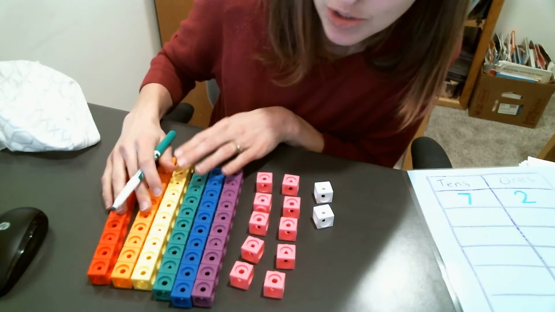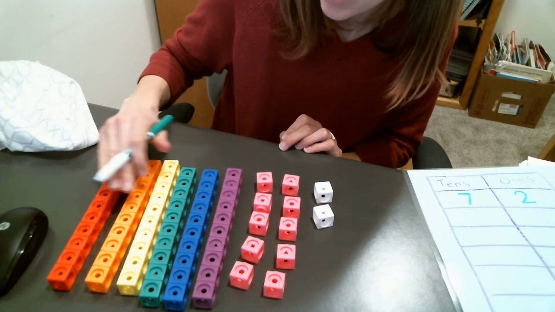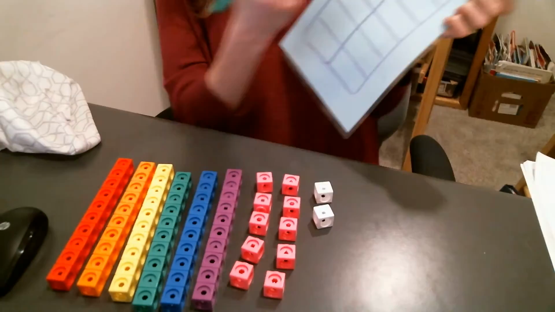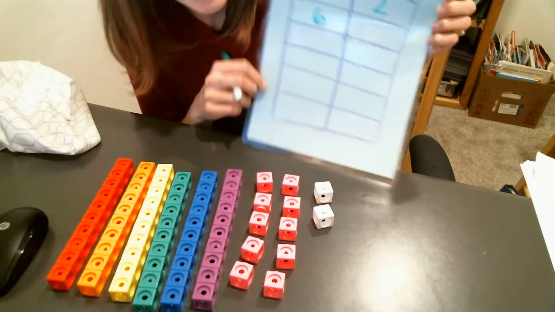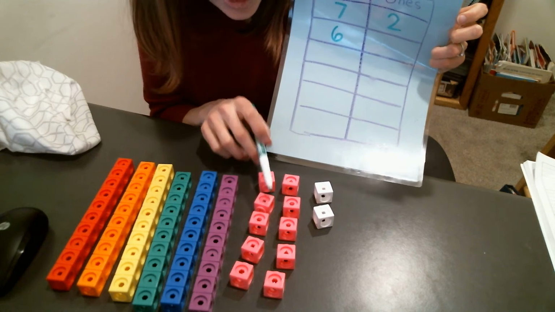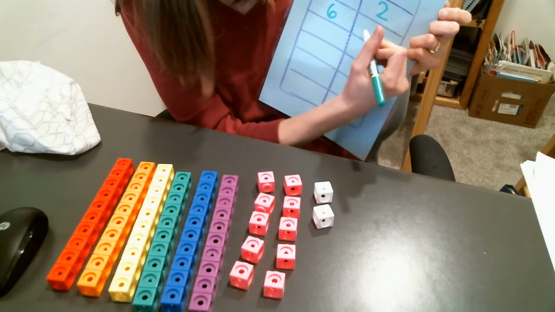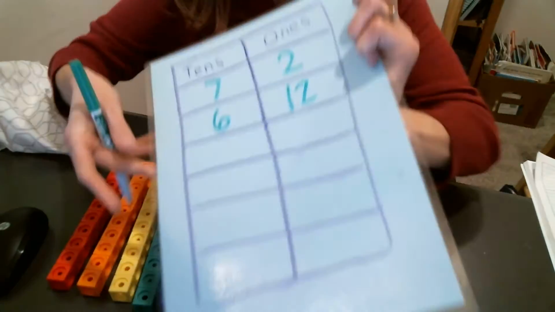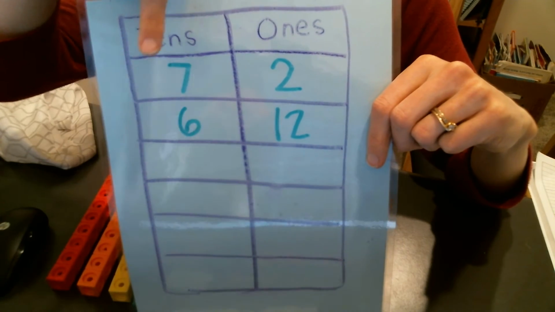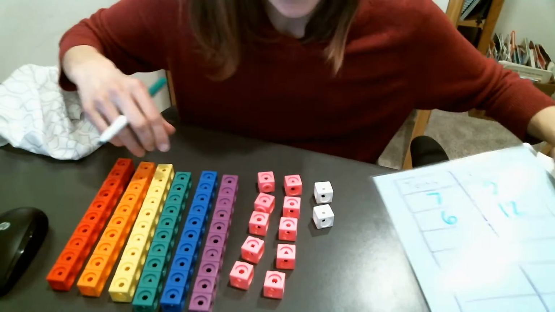But it did change something. How many groups of 10 do I have? Now I only have 6 groups of 10. 1, 2, 3, 4, 5, 6. So I can write the 6 here. How many ones are there? Well, there's 1, 2, 3, 4, 5, 6, 7, 8, 9, 10, 11, 12. Now there are 12 ones. These are 2 different ways to make the same number. 7 tens and 2 ones make 72. 6 tens and 12 ones also make 72.